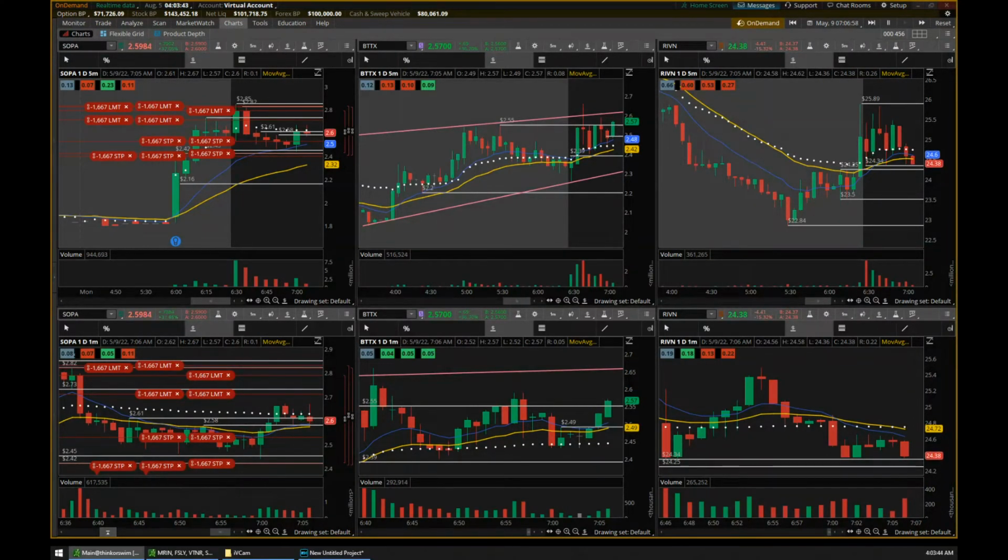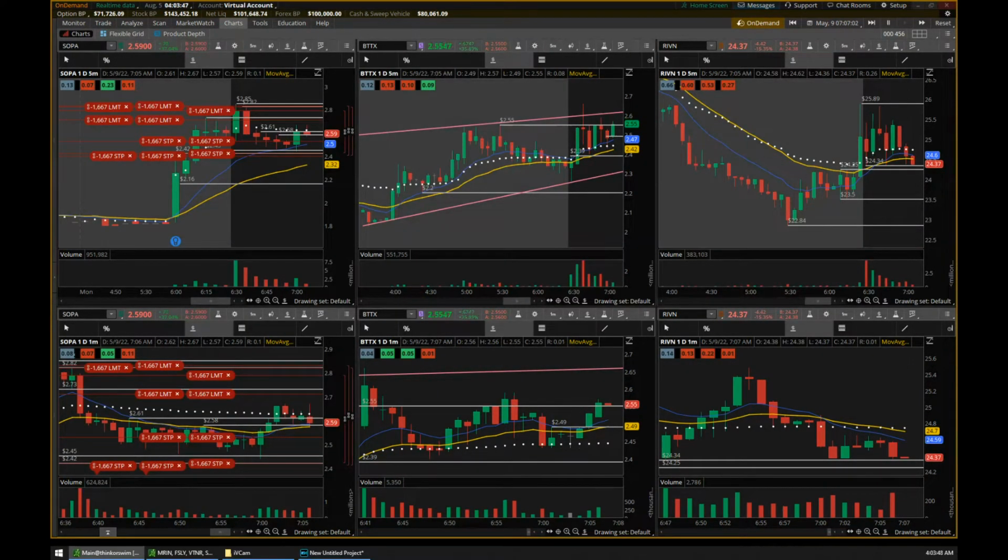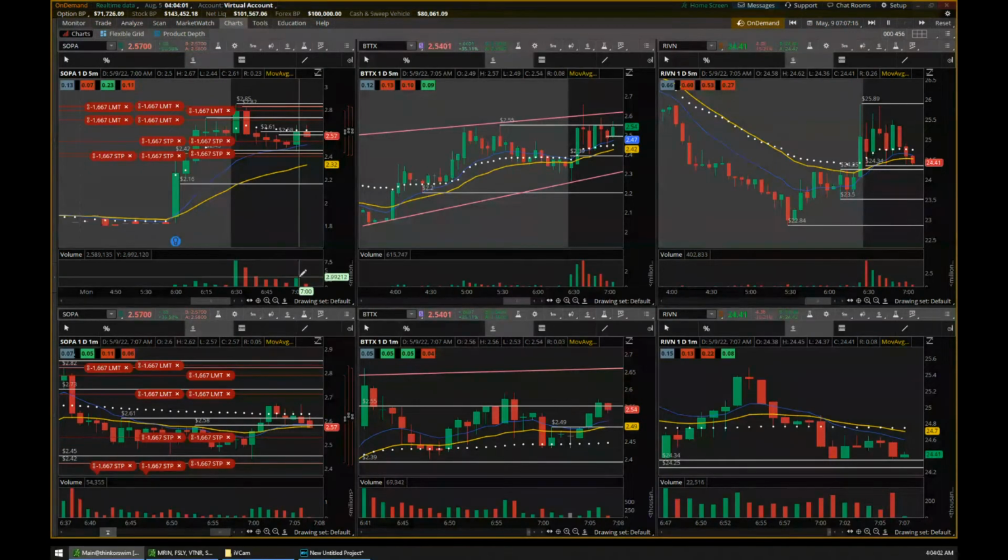I do need to have a plan here for an exit if it does come too far back against me. I don't want to take a big loss. But right now I don't have a plan. Look at that volume. That red volume, I don't like that. But look at the green volume on the 5. That's good.